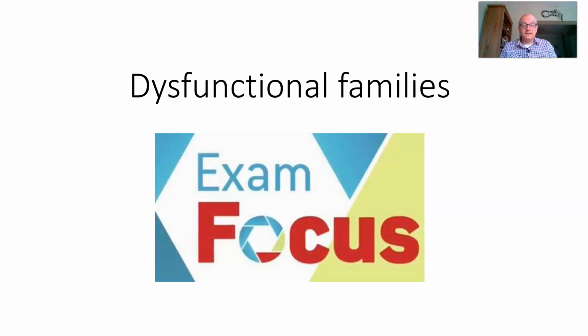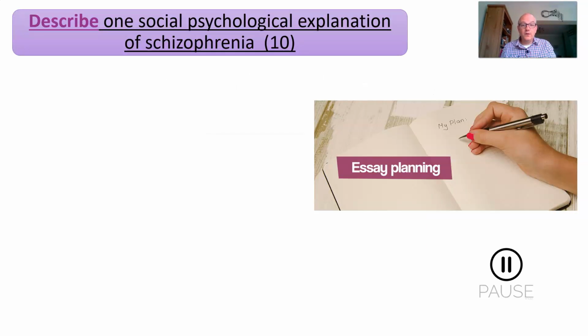Now let's have a look at an exam question and how we can answer an exam question on this, an AO1 question on describing one social psychological explanation. So what we're going to do is I'm going to run through a kind of plan for this, then I'm going to get you to pause it, we're going to get you to do it, and then we're going to have a look at how that compared to a model answer.